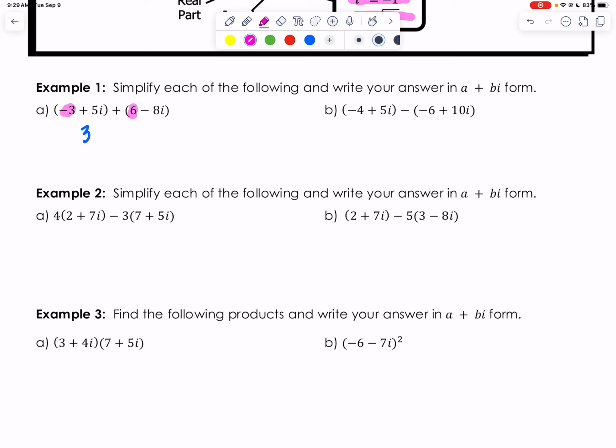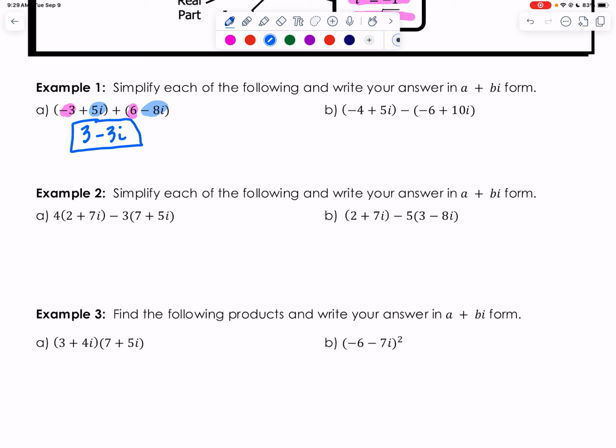Then you're going to take the imaginary part. So 5i minus 8i, and that would give you -3i. Now, that's your final answer. You do not want to combine the 3 and the -3i because one is a real number and the other is an imaginary number. So that's an example of a complex number.